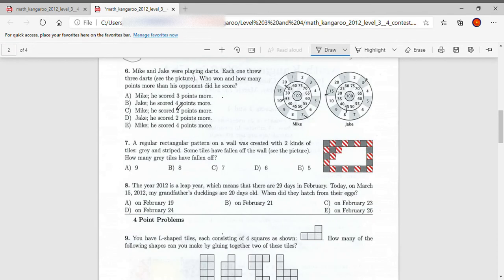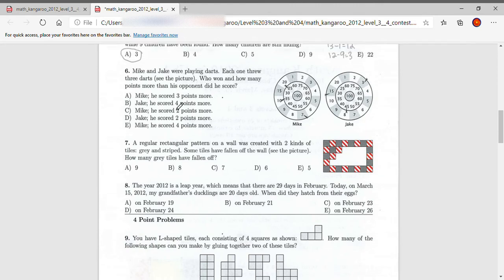Now on to number 6. Mike and Jake were playing darts. Each one threw 3 darts. See the picture. Who won and how many points more than his opponent did he score? So let's see how much did Mike score. So he got a 7, a 35, and a 25. We add.